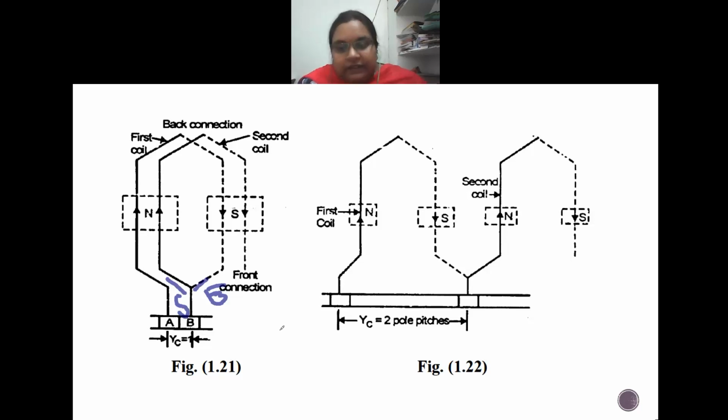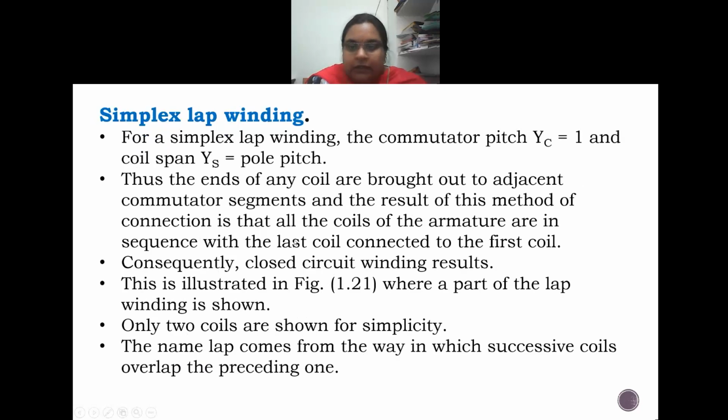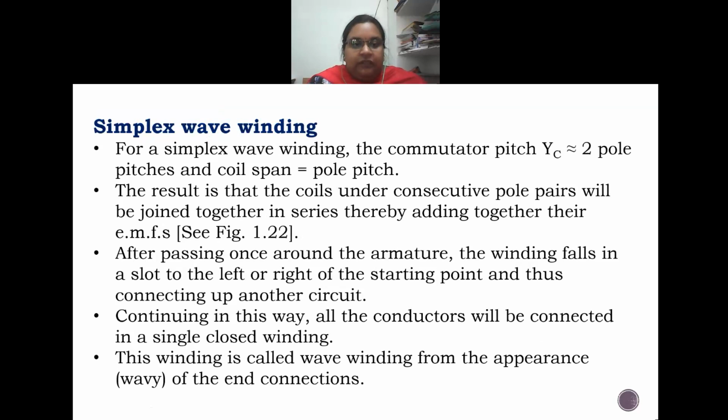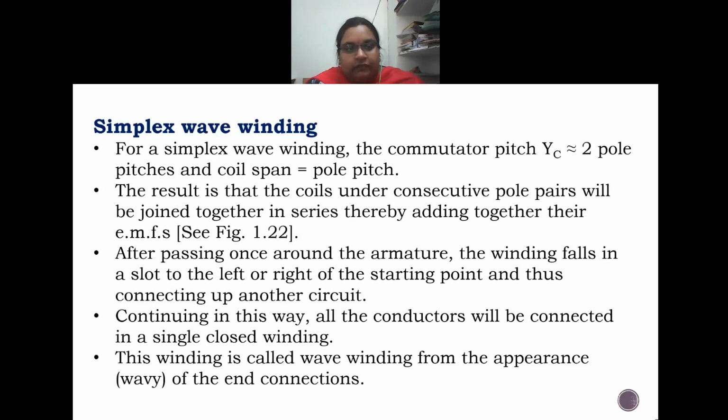Okay, this is the end of the second winding, whereas this is the starting of the next winding. This is how the lap winding connection is there. Only two coils are shown for simplicity. The name lap comes from the way in which the successive coils overlap the preceding one. Here you can see the next coil is overlapping the first coil. That's why we are calling this the lap winding.